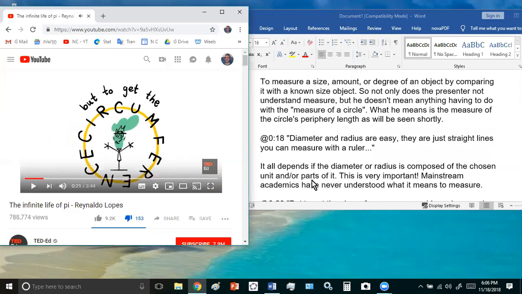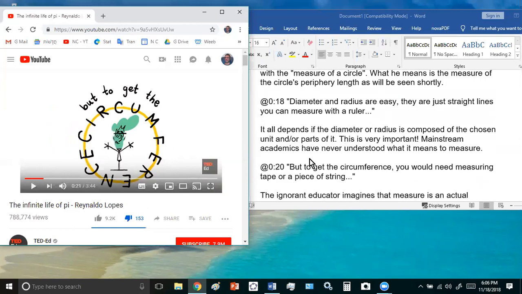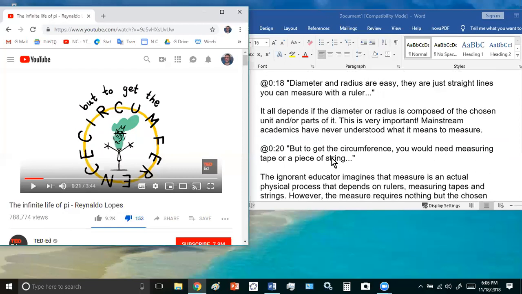Did you hear that? The diameter and radius are easy. They're just straight lines you can measure with a ruler. Well, that's not true. It all depends if the diameter or radius is composed of the chosen unit and or parts of the chosen unit. This is very important. Mainstream academics have never understood what it means to measure. Okay?